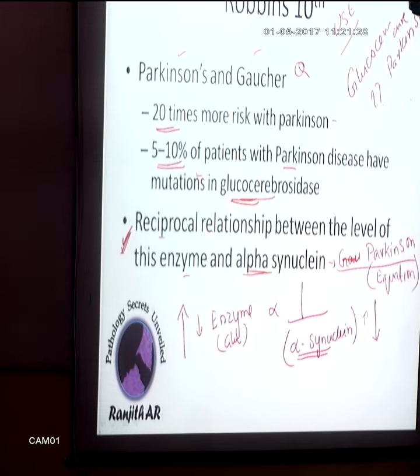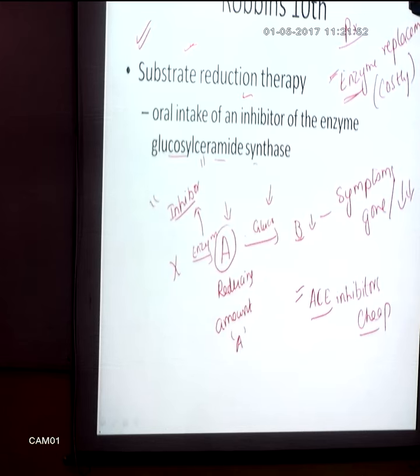The next one is Parkinson's and Gaucher's are linked. The use of this is there's a reciprocal relation between the level of enzyme and alpha-synuclein, which is a pathogenic product in Parkinson's. So conversely, increase the level of glucocerebrosidase, you can find a cure or you can treat Parkinson's better. The trial is going on. Substrate reduction therapy is an alternate cheap option for enzyme replacement therapy, right? These 3 are the beautiful things in Robbins 10th regarding Gaucher's alone.